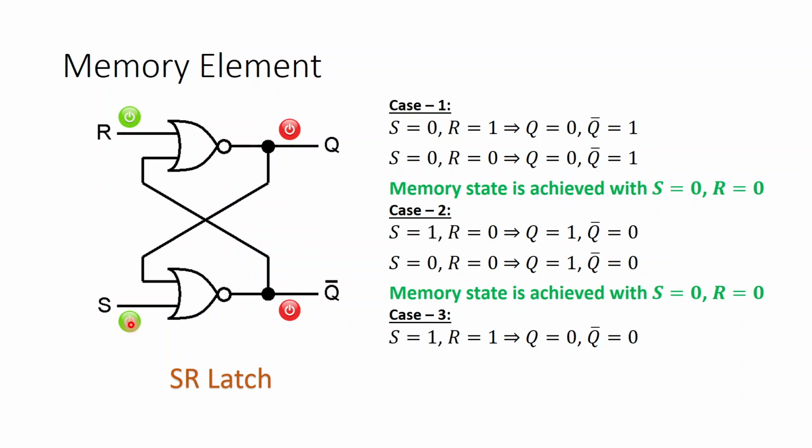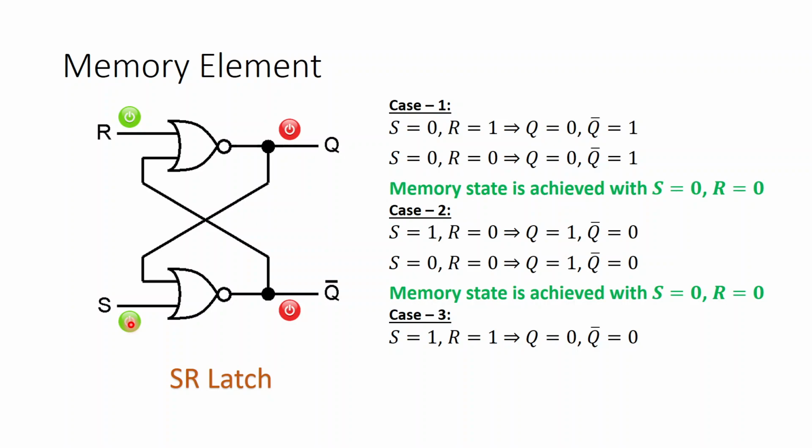But what happens when we give S equals to 0, R equals to 0 starting from this output configuration? Does it maintain this output condition? If it maintains, well and good, then we can say S equals to 0, R equals to 0 is the memory state for any configuration that you can give. You can start from anywhere, and if you give S equals to 0, R equals to 0, it will not change the output. But does it remain so? It does not remain so. What happens? Let us see.